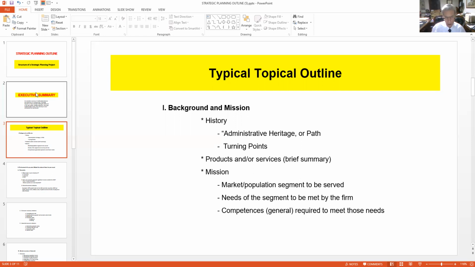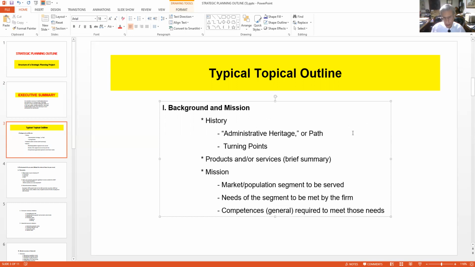But you can see under history, I've added a phrase, administrative heritage. I didn't put a closing quotation. I'll do that now. But the path through history that this company has taken and the highlights, the key items, the turning points on that path are what we're looking for. Administrative heritage is a phrase that I did not make up.